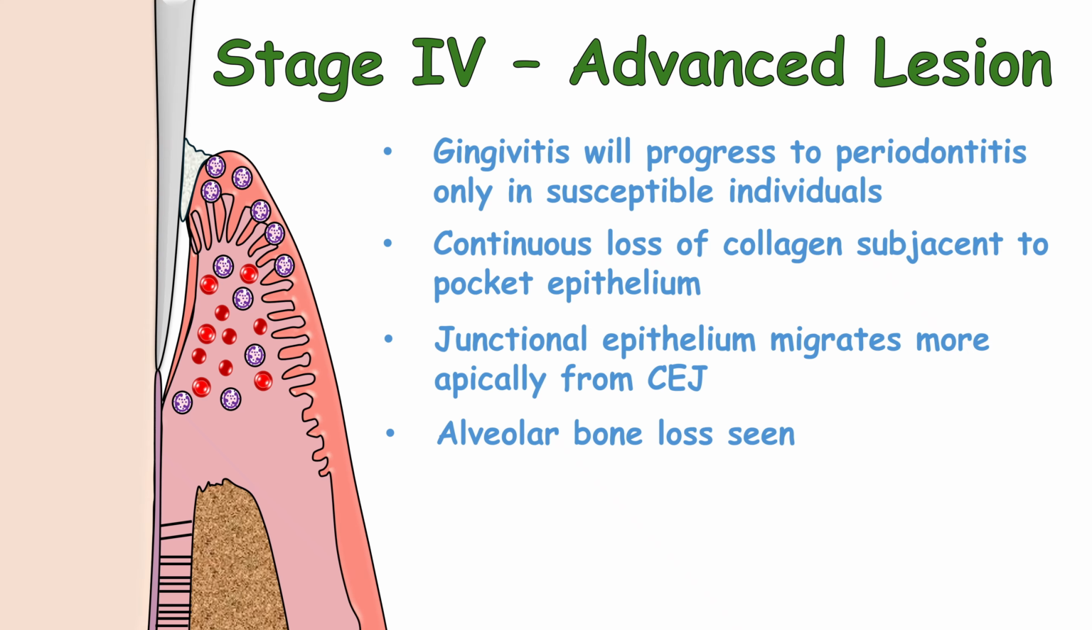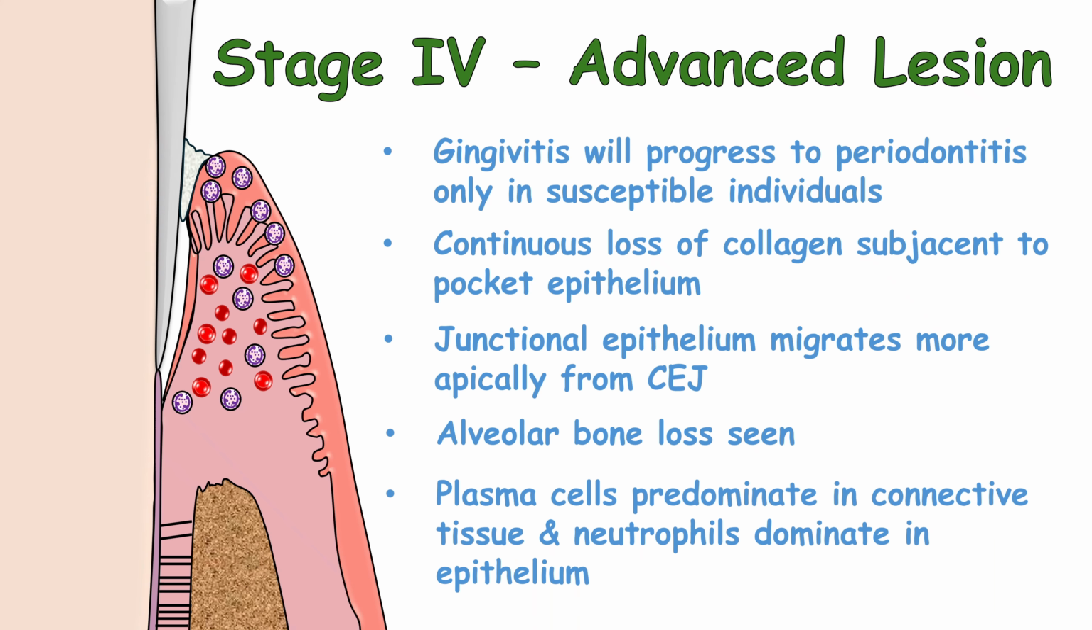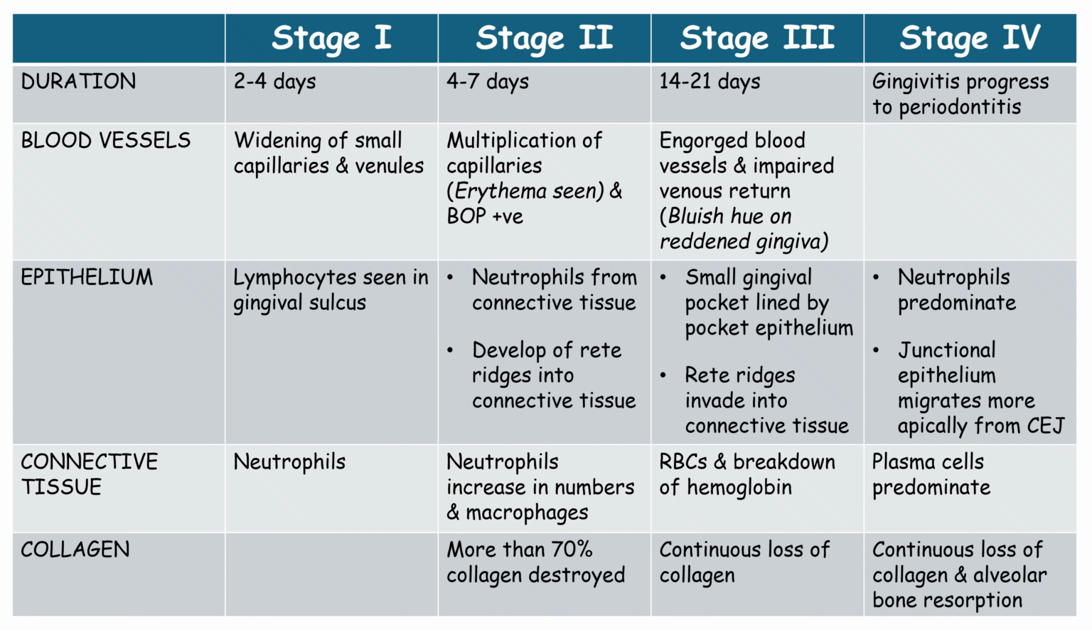Alveolar bone loss seen is due to the increased permeability of connective tissue, and the inflammation extends into the bone. Plasma cells predominate in connective tissue and neutrophils predominate in epithelium. Here is the summary.